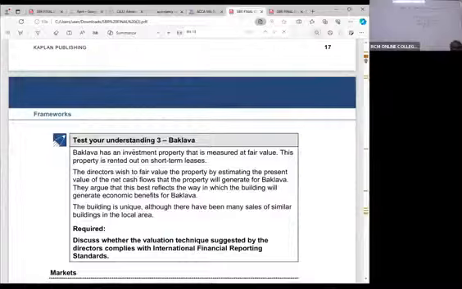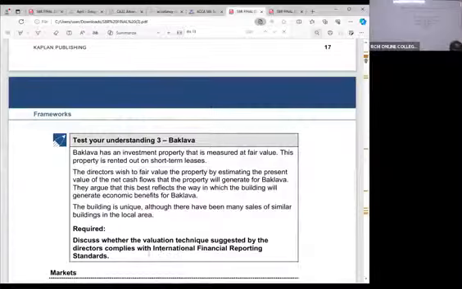Baklava has an investment property that is measured at fair value. This property is rented out on short-term leases. The directors wish to fair value the property by estimating the present value of the net cash flows that the property will generate for Baklava. They argue that this best reflects the way in which the building will generate economic benefits. The building is very unique, although there have been many sales of similar buildings in the local area. So discuss whether the valuation technique suggested by the directors complies with international financial reporting.